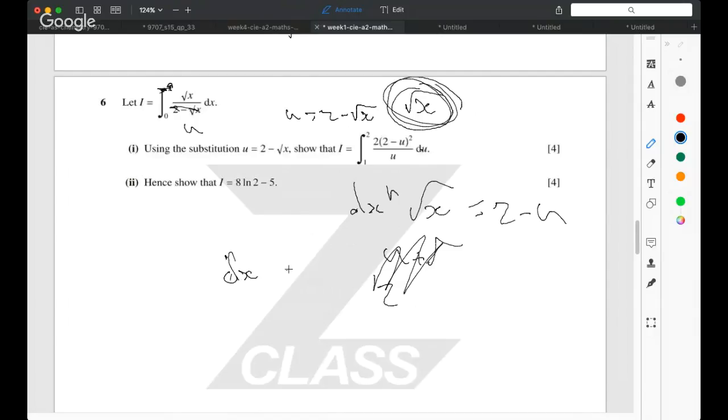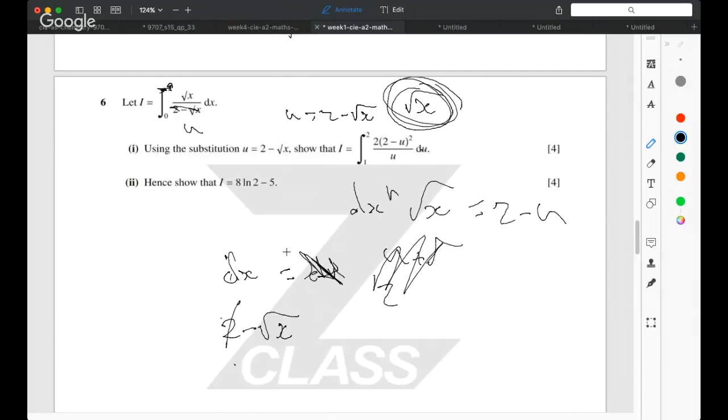Is dx equal to du? No, it is not. So you need to find what dx is in terms of u. How do you find it? The way to do this is by differentiating u with respect to x. So you have a function u equals 2 minus root of x. Okay, so oh wait, no, it doesn't disappear.